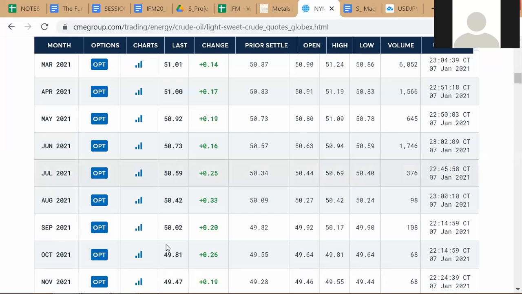So therefore, the spread positions, you'll see exchanges also charge lower prices, lower margins. They require lower margins because the risk is much less. The price moves much less. Okay, so that's the idea here.